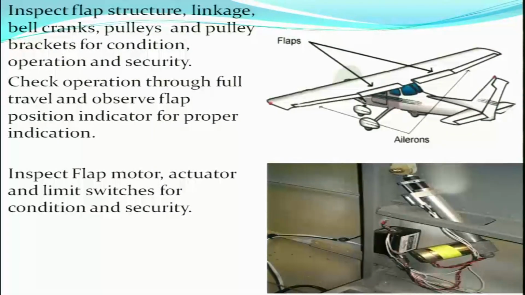We operate the flaps, check them through their full travel and we also observe the flap position indicator for proper indication. Inspect flap motor, actuator and limit switches for condition and security. The flap motor, the actuator and all the limit switches are also inspected as part of the 200 hour schedule in the flight control section.